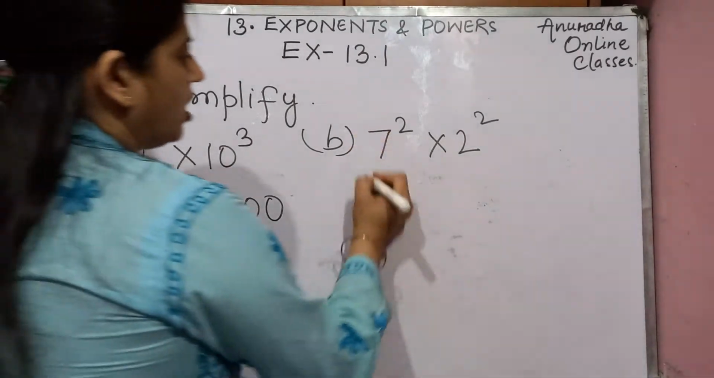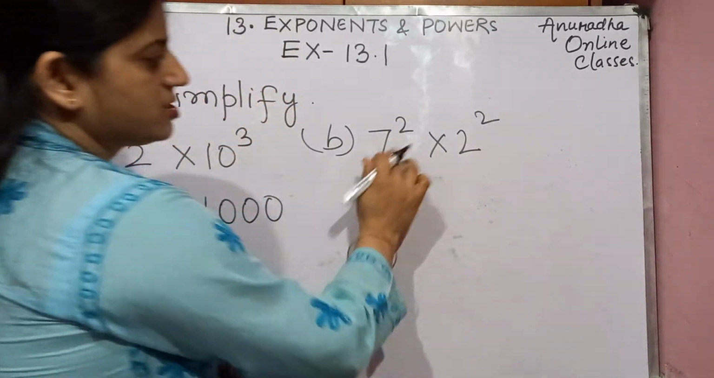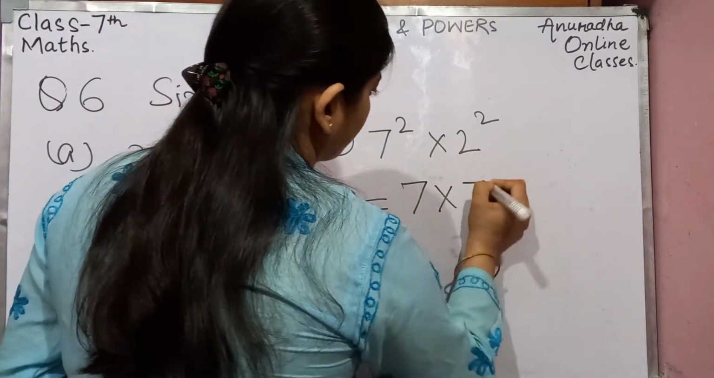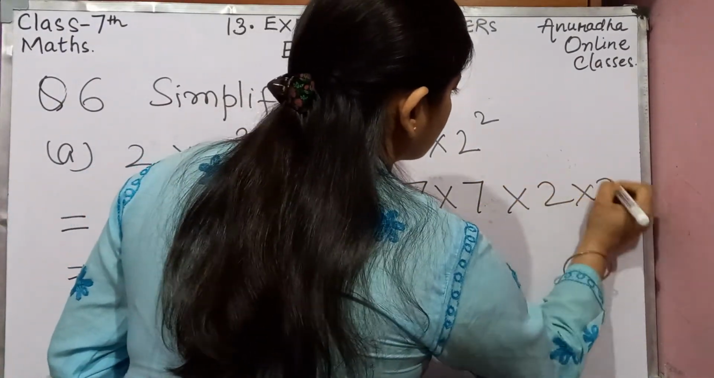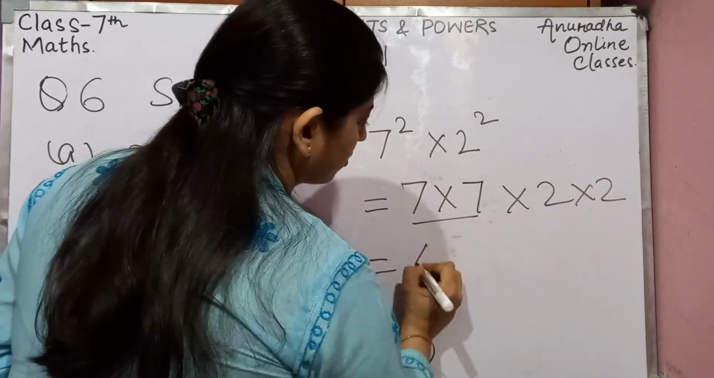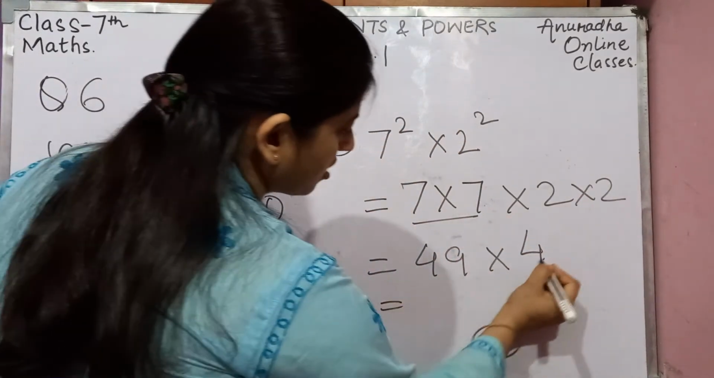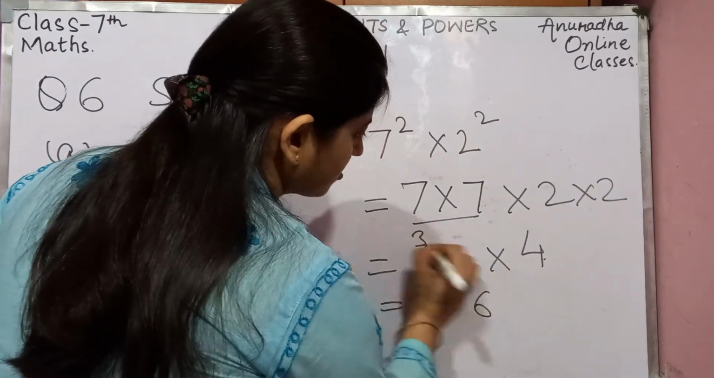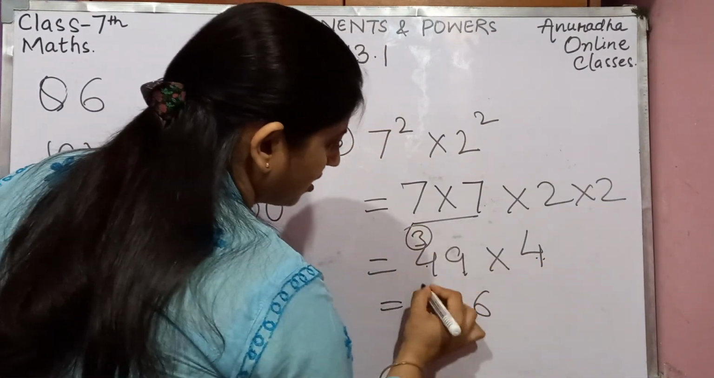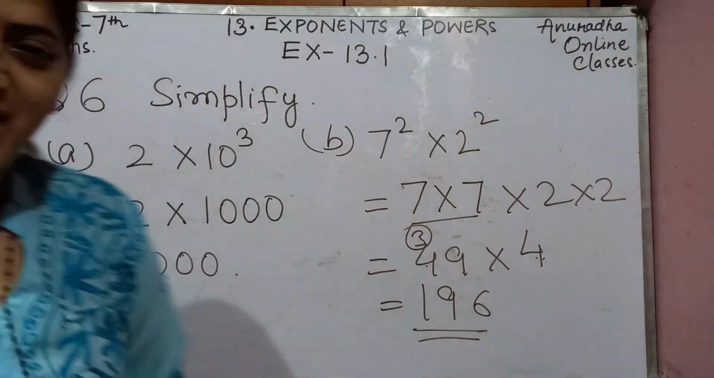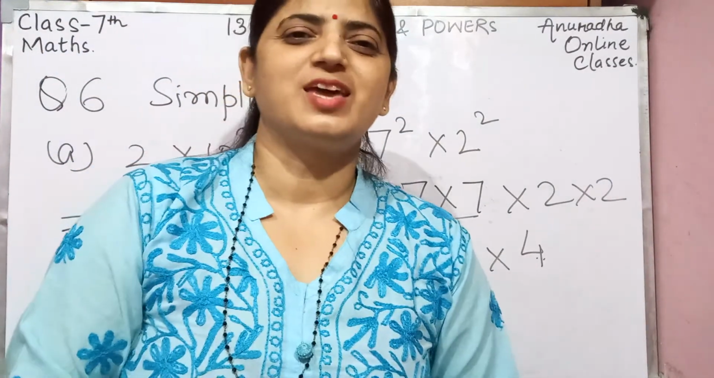Now, how will you do this? See, 7 raised to the power 2, that means 7 into 7 into 2 into 2. 7 7s are how much? 49 and 2 2s are 4. So this is equal to 4 9s are 36, 6 and 3 over, 16, 17, 18, 19, 196 is your answer. So it is very simple to do. Let's come to its C part.